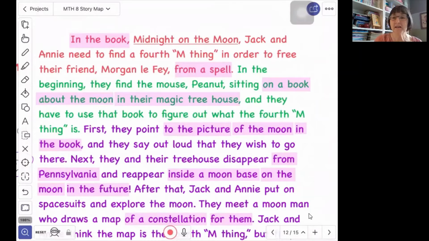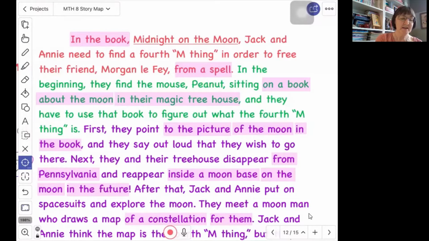So if you are good at recognizing prepositions, you will be good at finding prepositional phrases. In is a preposition, so is from, on, about, to, of, inside, in, for. These are prepositions. They're little words. And after them, we find a noun. And then together, it becomes a prepositional phrase. So we have in the book, from a spell.